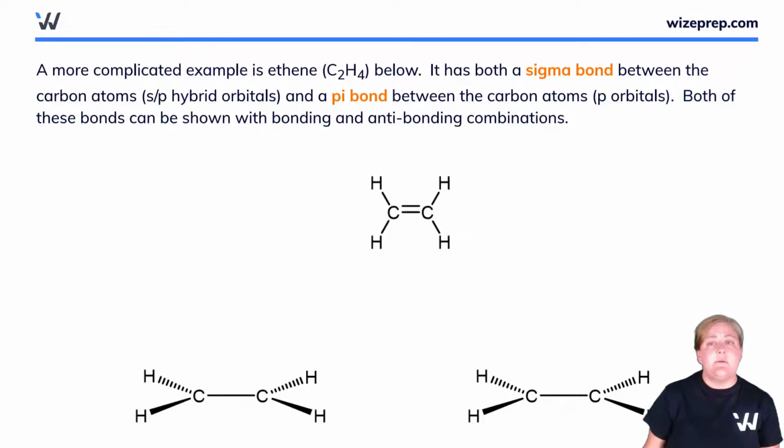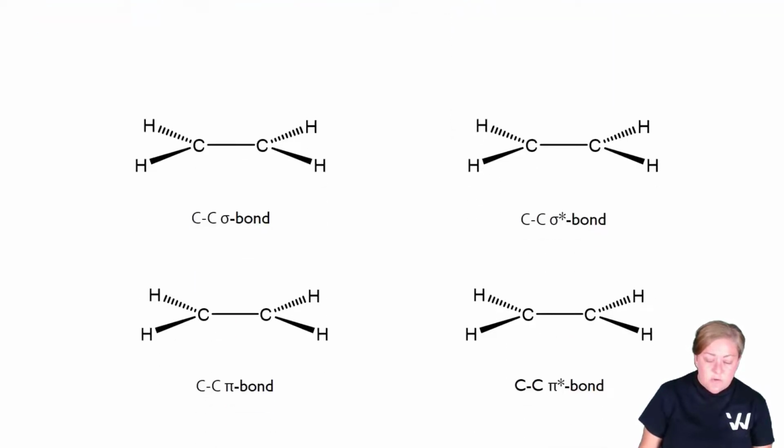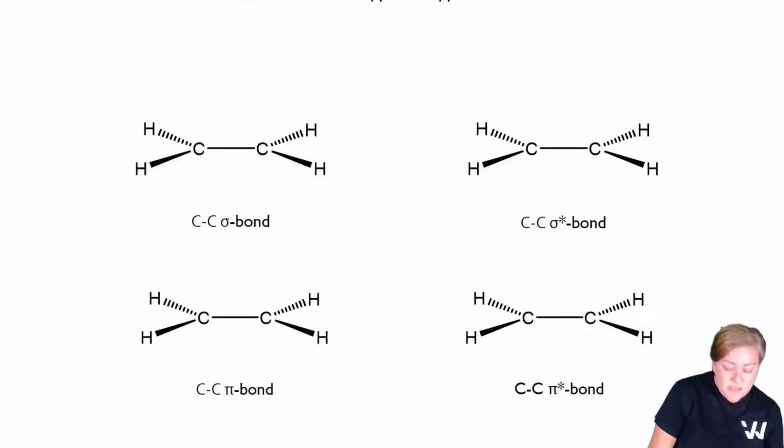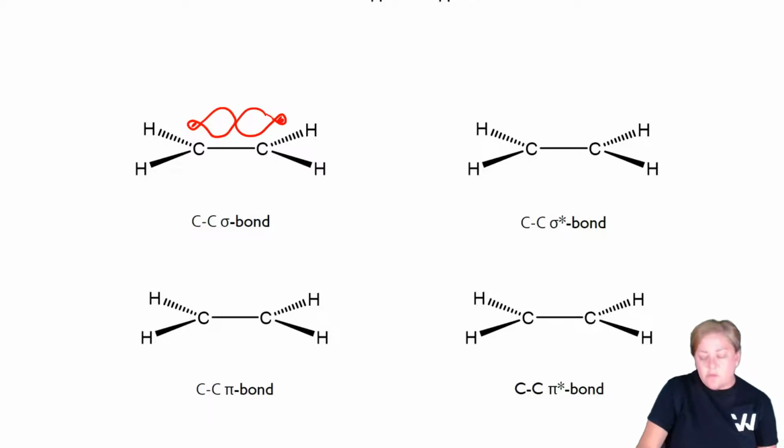Again, it has a sigma bond between the carbons and a pi bond between the carbons. Now we know that the sigma bond between the two carbons could be some sort of hybrid, and the pi bond requires p orbitals. But each of these bonds can be shown with bonding and antibonding combinations. Let's draw them in. Let's start with the sigma bond. Here we should have these hybrid orbitals interacting in an in-phase way. You'll notice I have them pointed at each other and I have the big in-phase lobes facing each other.